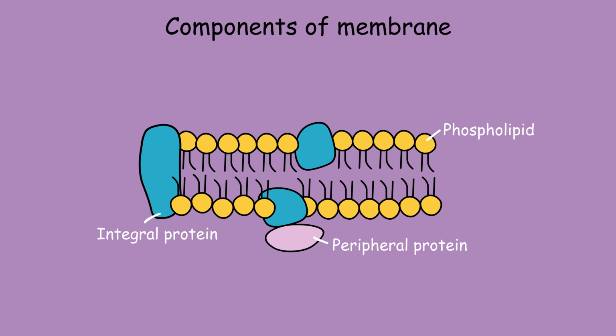Now, the third component is carbohydrate. Carbohydrate chains attach with proteins to form glycoproteins and with lipids to form glycolipids. These structures help with cell-cell recognition and allow the immune system to identify the body's own cells.